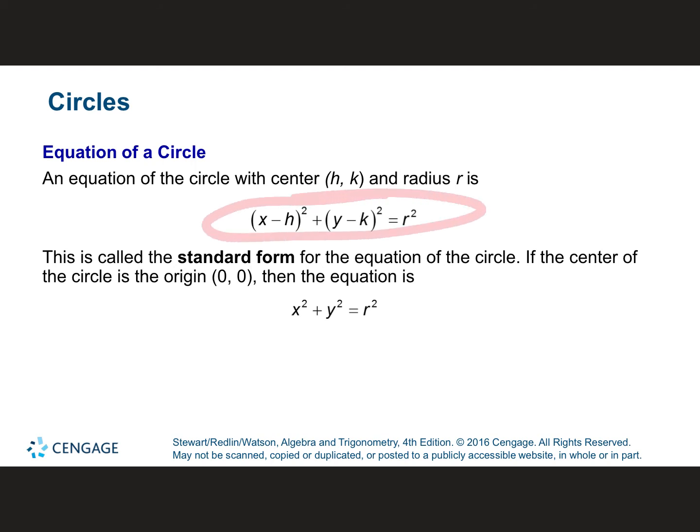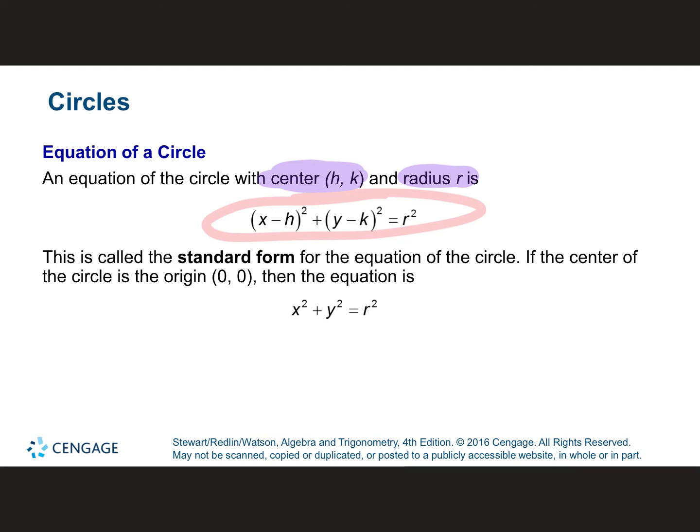Right here. X minus h squared plus y minus k squared equals radius squared. Notice h and k, that's the center of your circle. R is your radius. So in order to write the equation of a circle, you need 2 really important pieces of information. What are those 2 pieces of information? You need a center and you need a radius. If you have those 2 things, you can write the equation of the circle.